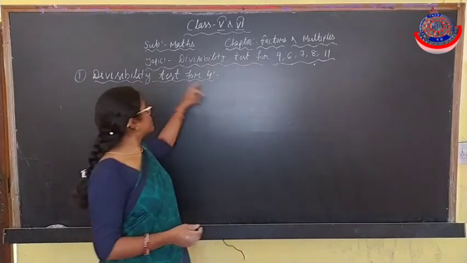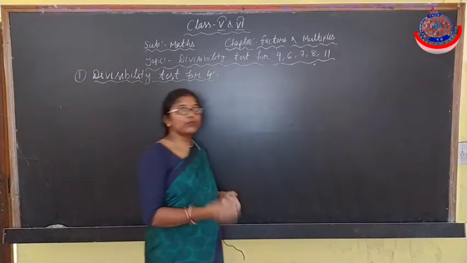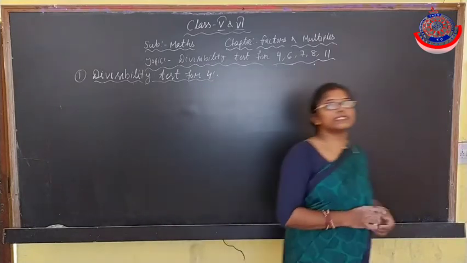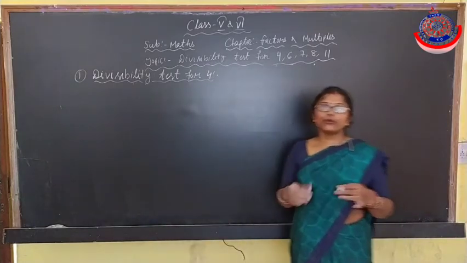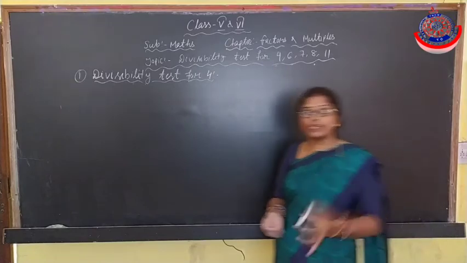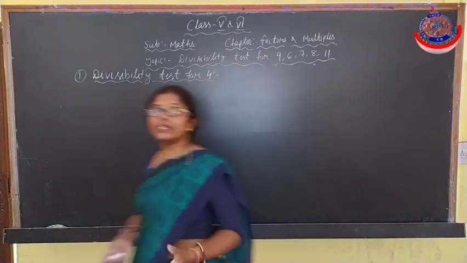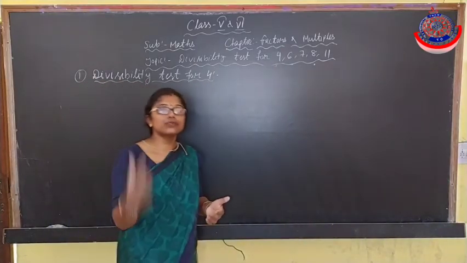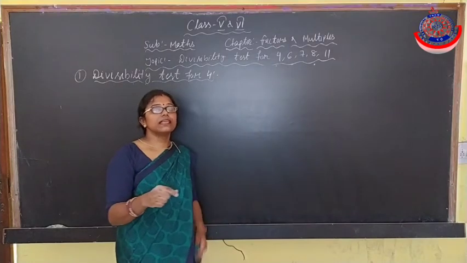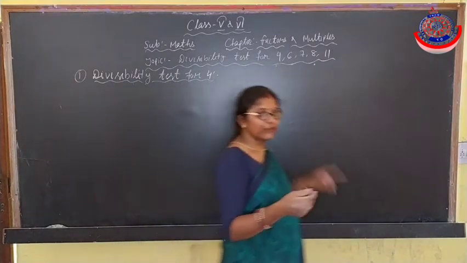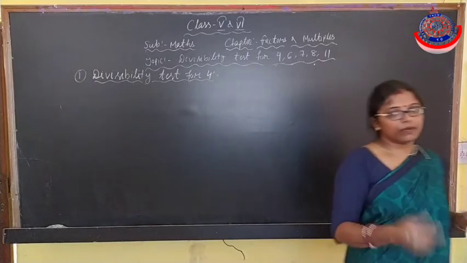Let us discuss one by one. First the divisibility test for 4. How do we know that a number will be divided by 4 or not? Then what is the rule? If the number formed by the last 2 digits of a number is divided by 4, then the number will be divisible by 4.